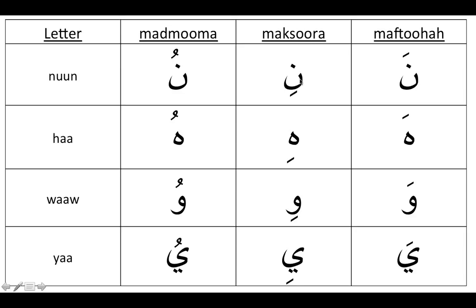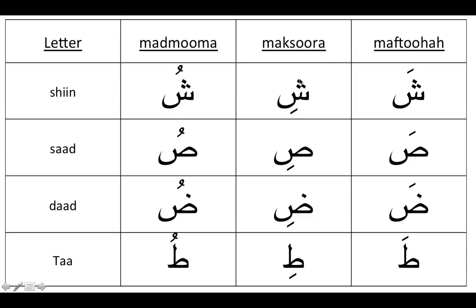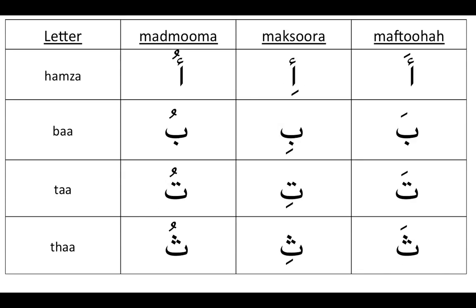What I'm going to do is go back to the top, but this time I'm going to go column by column. Just a second ago, we did all the letters in the three formats, maftooha, maksoora, madmooma, but we did it row by row. This time I'm going to show you what it sounds like column by column. So I'm going to start with the maftooha column.